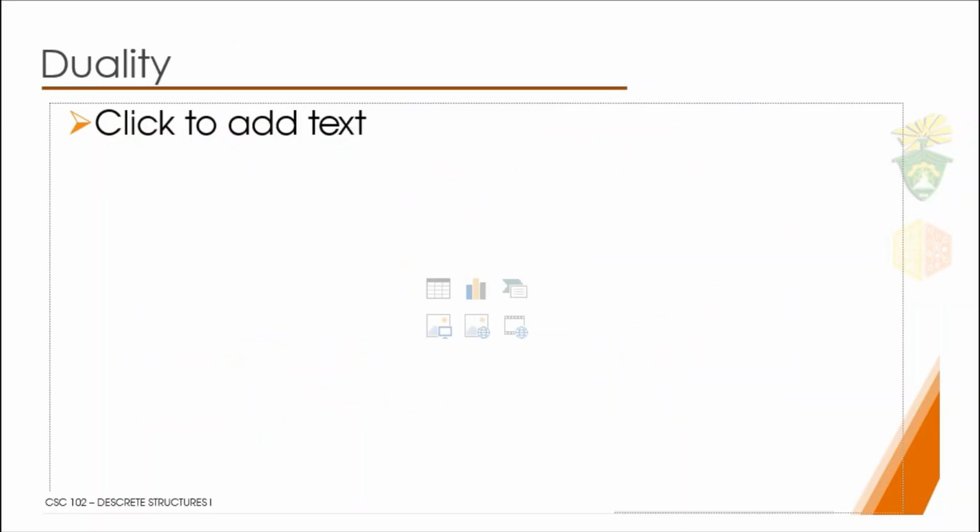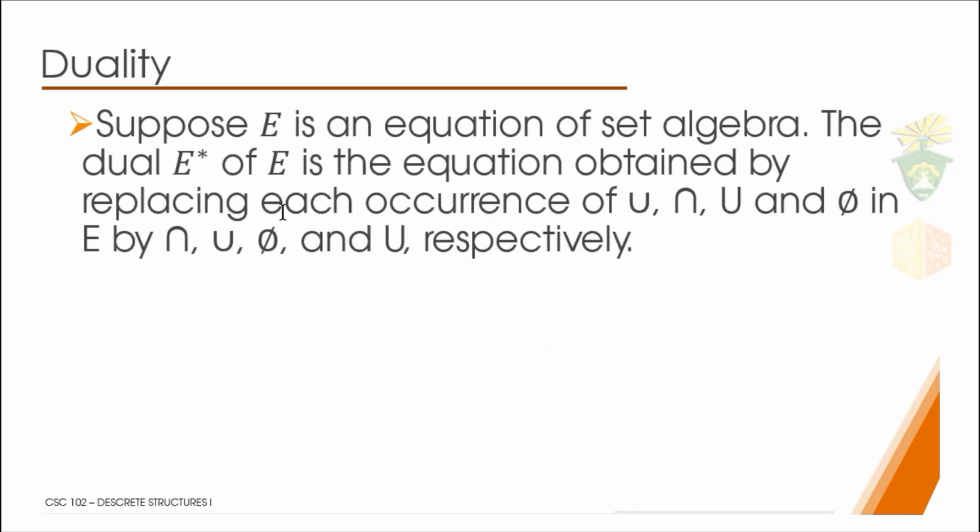So what is a duality? Suppose that E is an equation of set algebra. The dual E star of E is the equation obtained by replacing each occurrence of union, intersection, the universal set U, and the empty set in E by its counterpart.